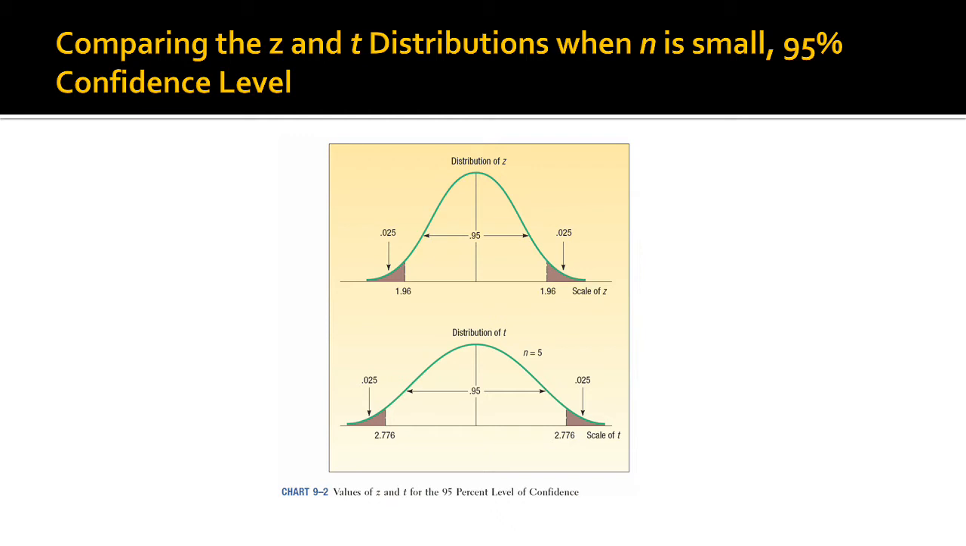Comparing the z and t distribution when the sample size is small, and using just a 95% confidence interval, what we'll see is in the case of the z distribution, the z value is 1.96, as we've already learned in a previous section. However, for those same endpoints of the middle 95% when the distribution is flatter, in this case with a sample size of 5, you'll notice that the t value associated with it is 2.776. Effectively, what it does is it makes your margin of error larger to account for problems with variation.